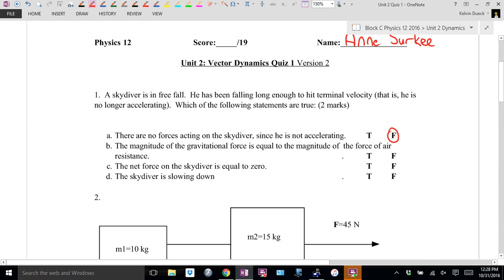Gravity is definitely acting on him. The magnitude of the gravitational force is equal to the magnitude of the force of air resistance. I think that's true. That's why he's not accelerating. The net force on the skydiver is equal to 0. That has to be true because if he was accelerating, the net force wouldn't be 0. That's Newton's first law. If he's not accelerating, you know the net force is 0. Skydiver is slowing down? No, that would be accelerating. So half mark for each of those.